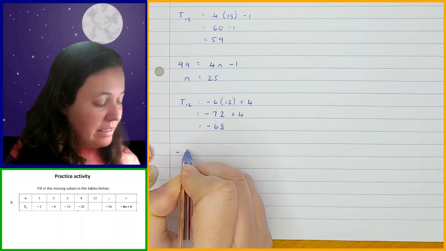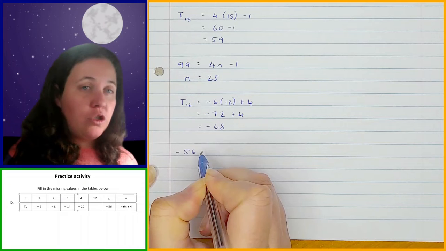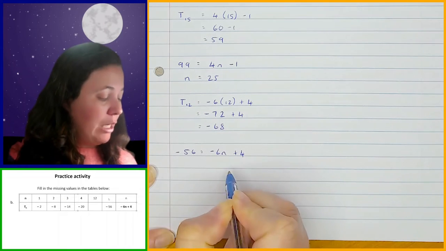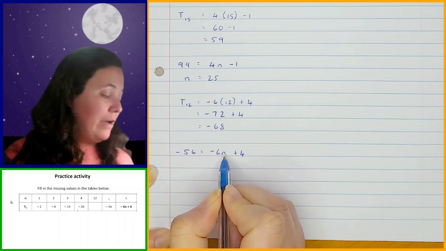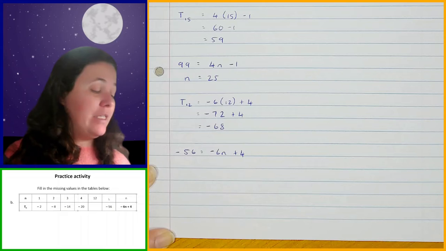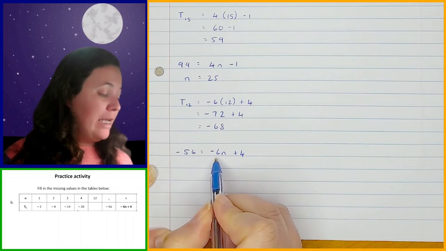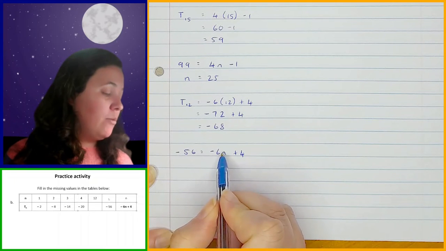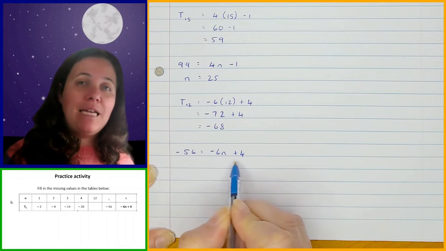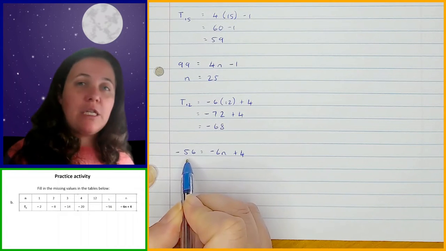So negative 56 is equal to negative 6n plus 4. Now we have to work out what n value would give us negative 56 with this rule. So first, negative 6 times what plus 4 gives me negative 56. So let's just think, before I added 4, what would this have been?